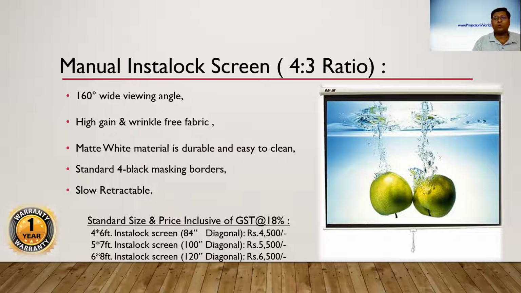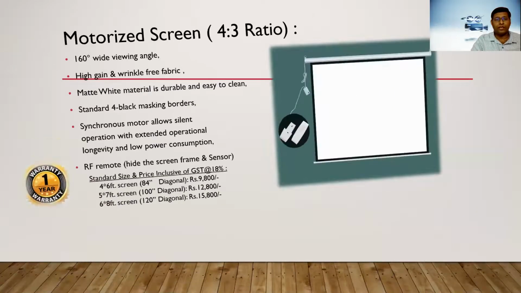So it's better to go for a premium product. And the standard sizes are the same: 4x6 feet, 5x7 feet, 6x8 feet, which makes a diagonal size of 84 inches, 100 inches, and 120 inches diagonal. Please note this is all 4:3 ratio, and we will be looking at the 16:9 also in other slides.